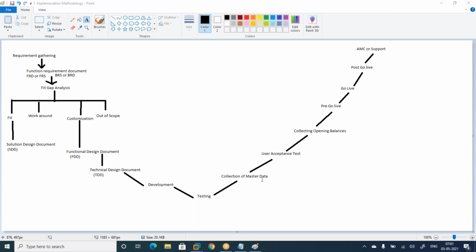You need to collect the master data. Master data means customer accounts, vendor accounts, fixed asset masters, chart of accounts, item master, and everything. You need to collect the information.